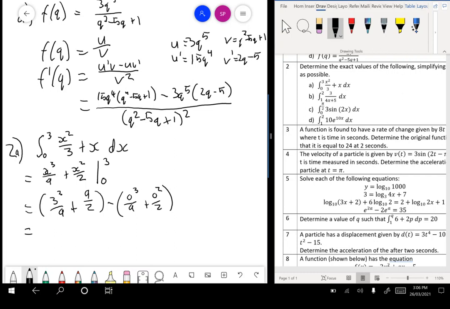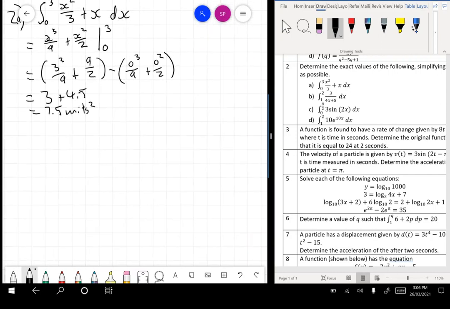3 cubed is 27, divided by 9 is 3. 9 on 2 is 4.5, which equals 7.5 units squared. The reason I've said units squared is because a bounded integral is by definition an area, and if it's an area we should put our units in it. Obviously we don't know what units it's measured in, which is why we say units squared.